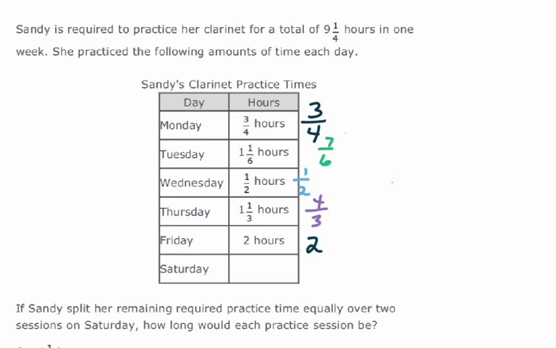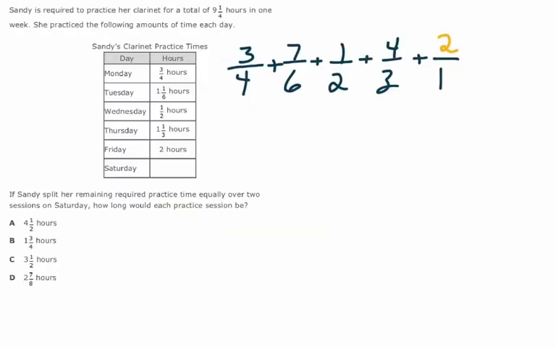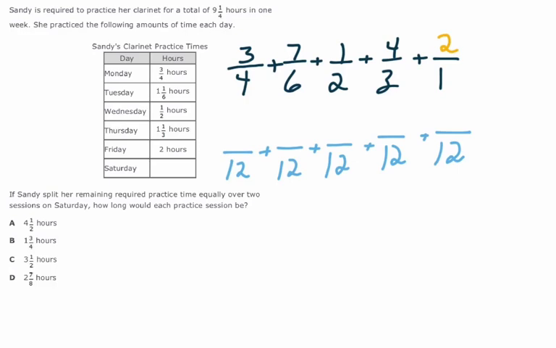We're going to get the sum of these values to figure out how many hours Sandy has practiced from Monday through Friday. So we've got them set up here, and when we add fractions, we always need common denominators. So we have 4, 6, 2, 3, and 1 at the bottom. The lowest common denominator would be 12 here. You could maybe use something like 24, but that's a little bit higher, your numbers might not be as easy to work with, and you'll have more simplifying to do. So 12 would be best.